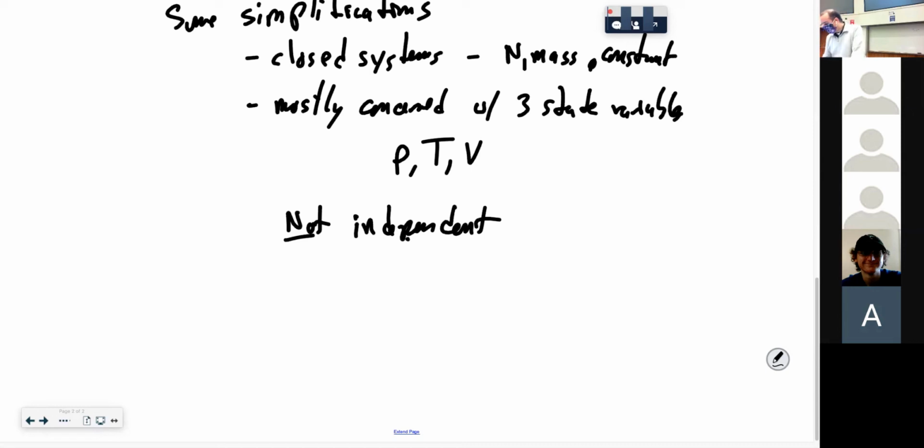Okay. So let's talk about these things. We already have a good handle on what temperature, on what volume is.